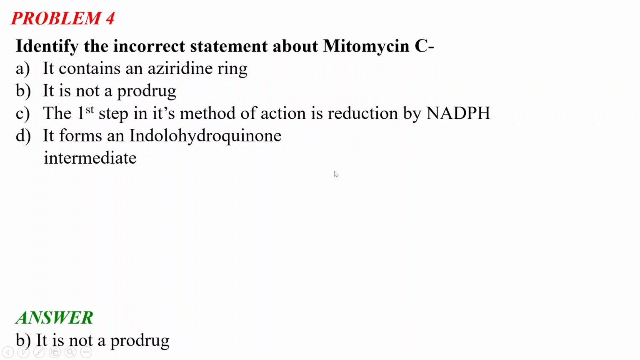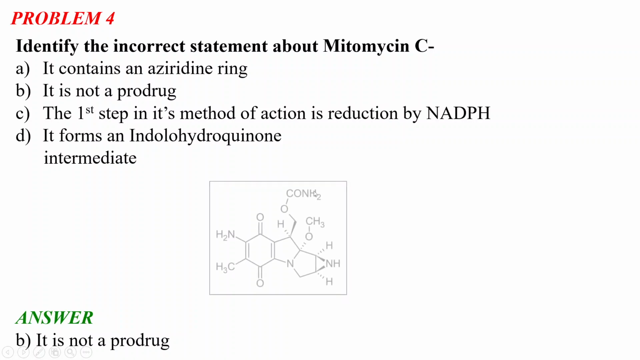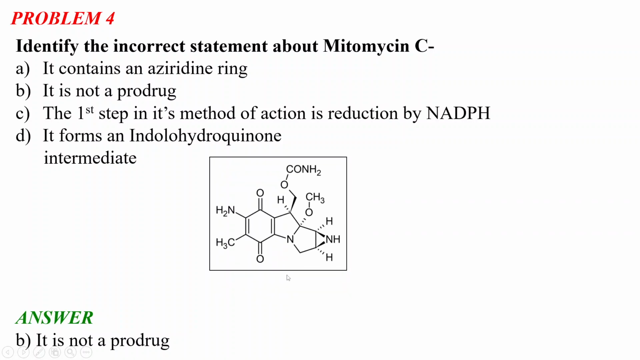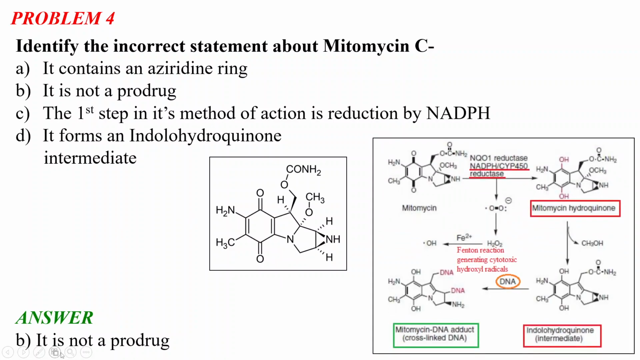So the correct answer is B, it is not a prodrug. This is the structure of mitomycin C. There is an aziridine ring present in it. As you can see, this is the aziridine ring, which I will mark so it is easier for you. It is a 3-member ring which has a nitrogen. So the first option is correct about mitomycin C because it has an aziridine. But option B, it is not a prodrug, is the wrong statement.